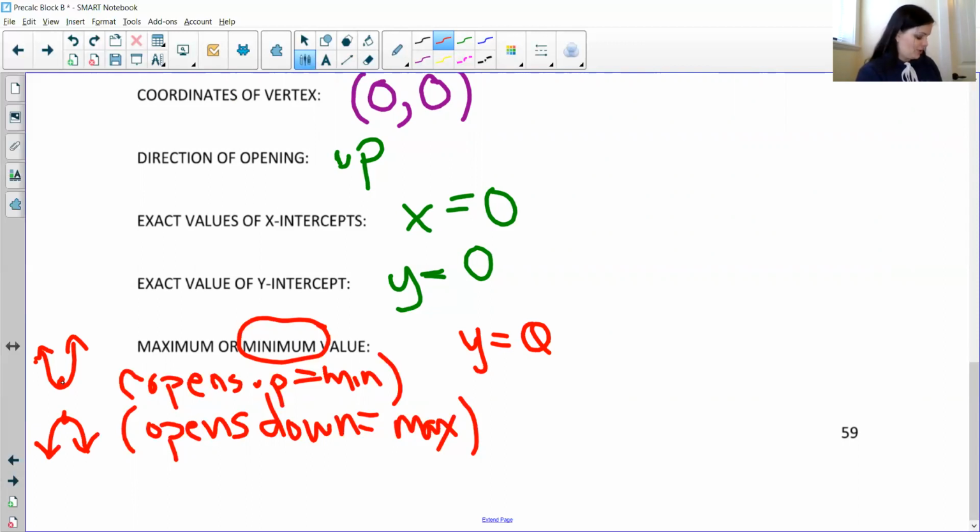There are examples 2, 3, 4, 5, and 6. I want you to pause the video here and try to fill out as much of that information as possible, and then play the video while I go over those answers.